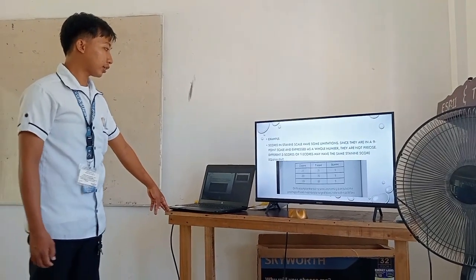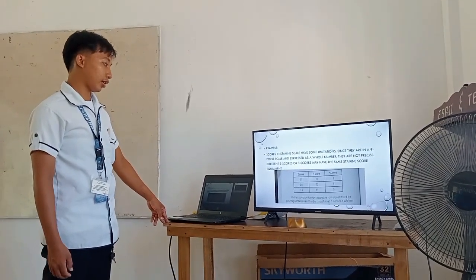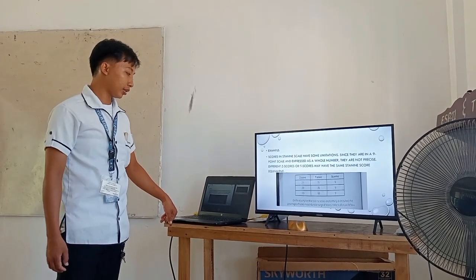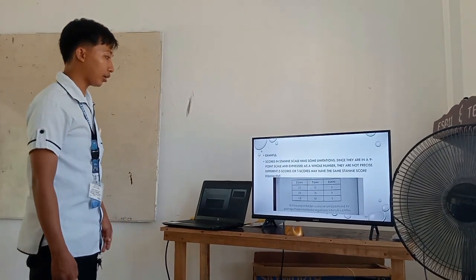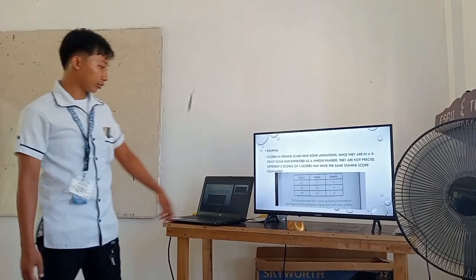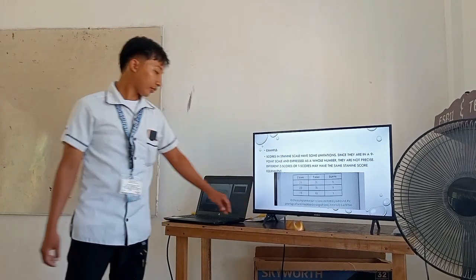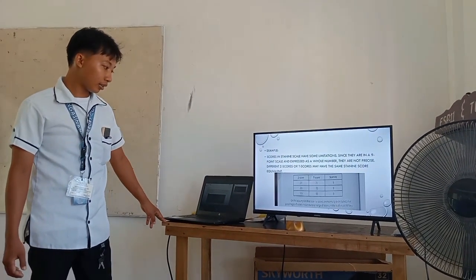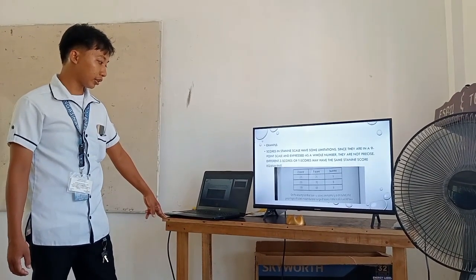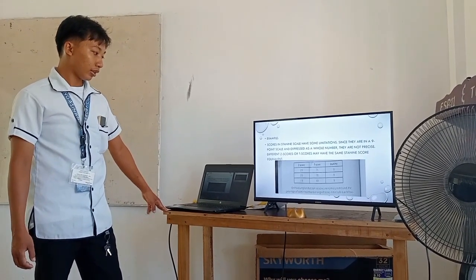Scores in the stanine scale have some limitations since they are in a 9-point scale and expressed as a whole number. They are not precise. Different Z-scores or T-scores may have the same stanine score equivalent. So ito po yung illustration ng Z-score, T-score, at stanine. With the assumption that stanine scores are normally distributed, the percentage of cases in each band or range of scores in the scale is as follows.